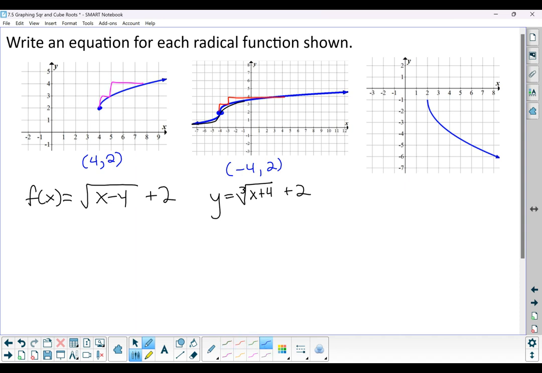Okay, our last graph right here has a starting point of (2, -1), and the stretch is that it's going down 2 over 1, down 2 over 3. So our function is going to be, and by the way, the y here, it's random. You can use either. So f of x is equal to negative 2 square root of x minus 2, minus 1.